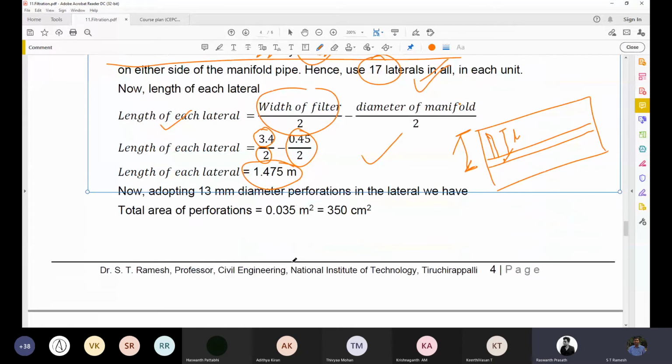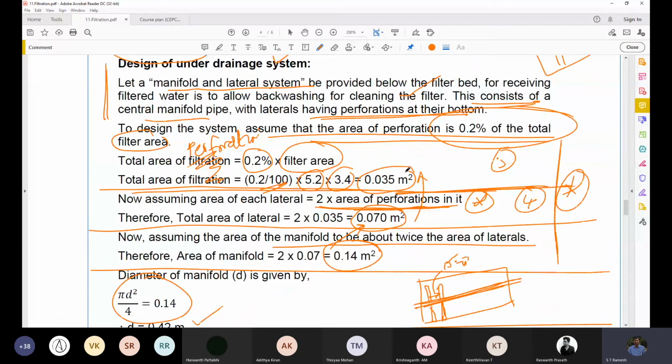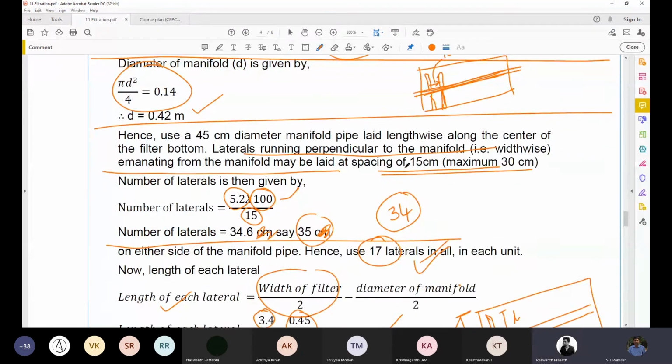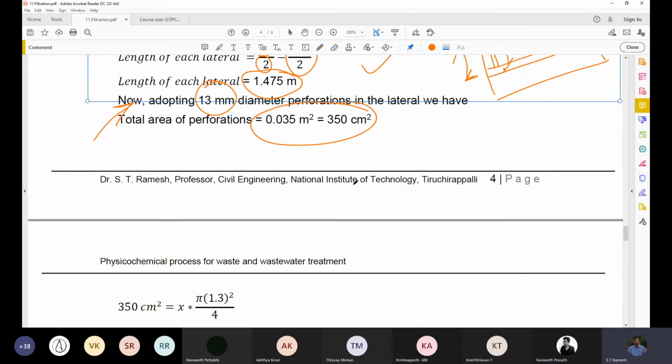Now in the laterals you can adopt 13 mm diameter perforations. These are also assumptions. Please make a note: 13 mm, that is half inch, diameter perforations. The total area of perforations we have already calculated in step number 1. The total area of perforations is equal to 0.035 meter square, which is equal to 350 centimeter square.